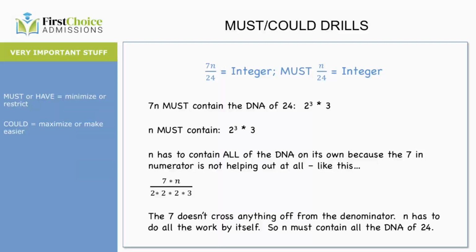Could n contain a lot more? Sure. n could be a huge number. Must it? No. It must contain 2 times 2 times 2 times 3. Must n over 24 be an integer? Yeah, it has to be. Let's take a look at another one.